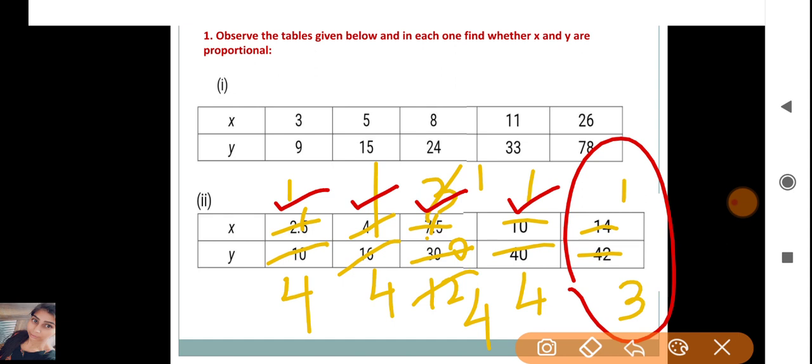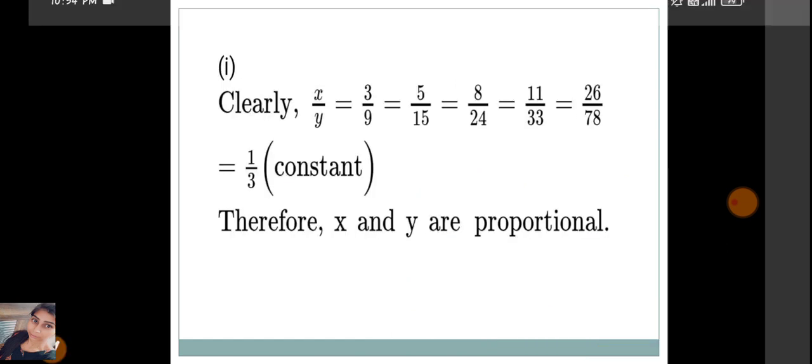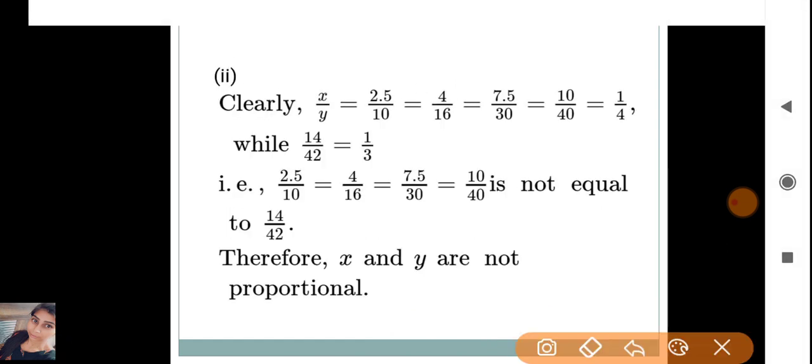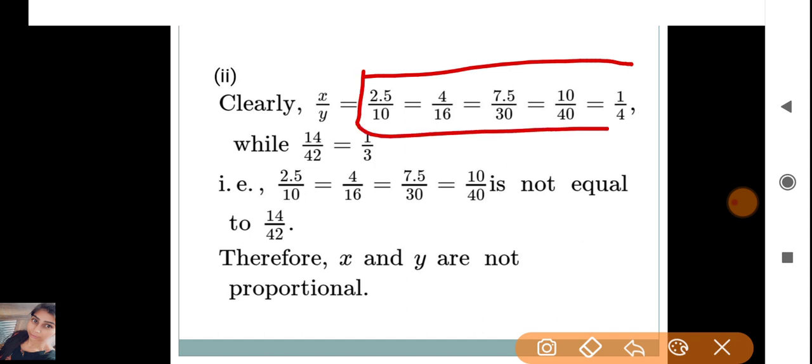That means all my values of x by y are not equal, which implies that for the second question, x and y are not directly proportional. As you can see here, for the first 4 values I'm getting 1 by 4, but for the last one I'm not getting 1 by 4, it is 1 by 3. And since they are not equal, this is not directly proportional.